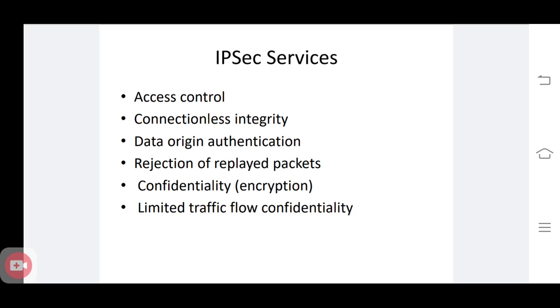So the main IPsec security services include two protocols. One is an authentication protocol and the other is a combined form of encryption and authentication protocol. These protocols are designated by the authentication header and ESP, the encapsulating security payload. And the main services of IP security are access control, connectionless integrity, data origin authentication, rejection of replayed packets, confidentiality and limited traffic flow confidentiality. These are all the IPsec services. Okay.